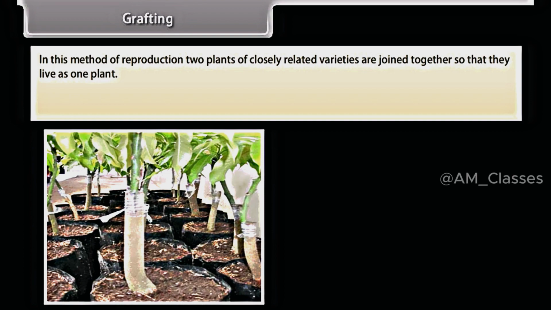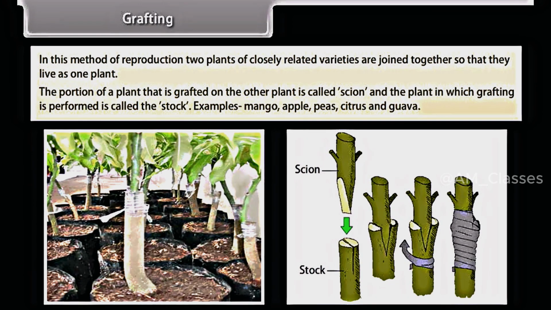Grafting. In this method of reproduction, two plants of closely related varieties are joined together so that they live as one plant. The portion of a plant that is grafted on the other plant is called the scion, and the plant in which grafting is performed is called the stock. Examples: mango, apple, peas, citrus and guava.